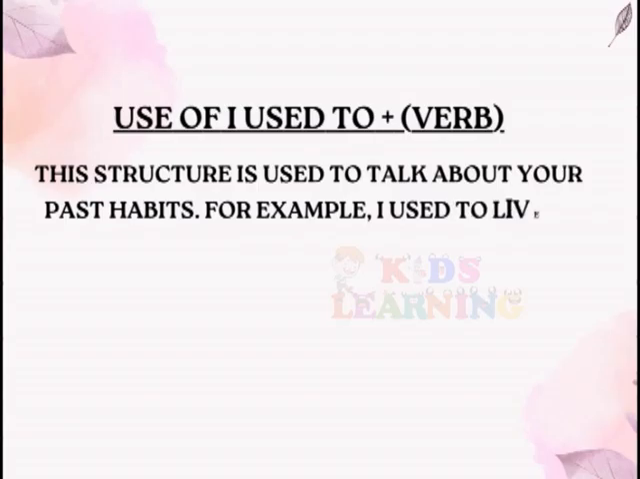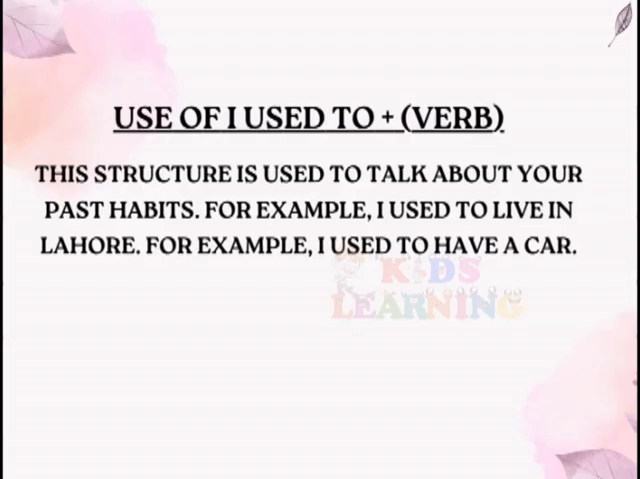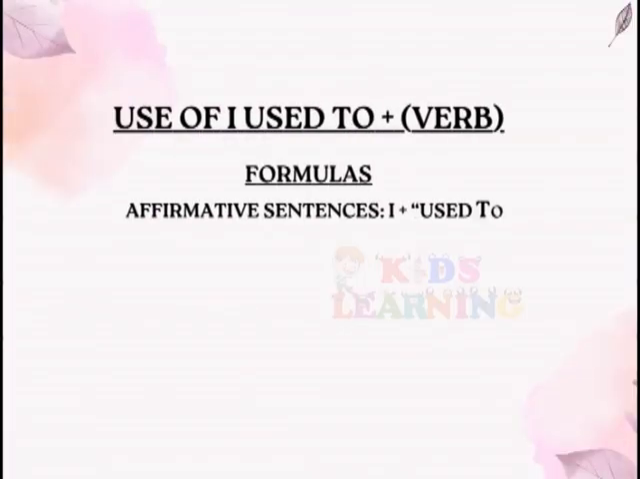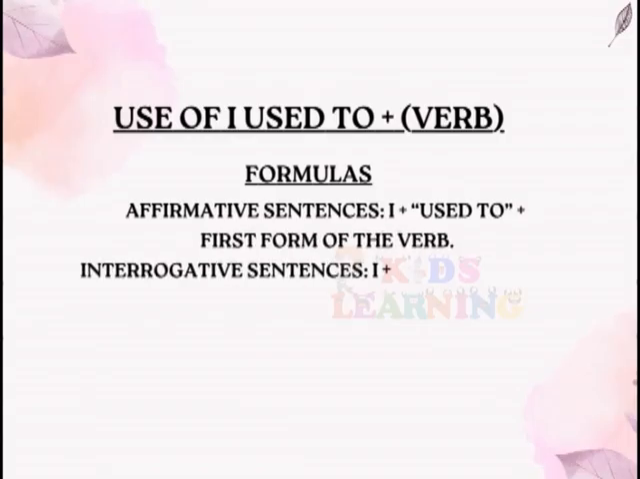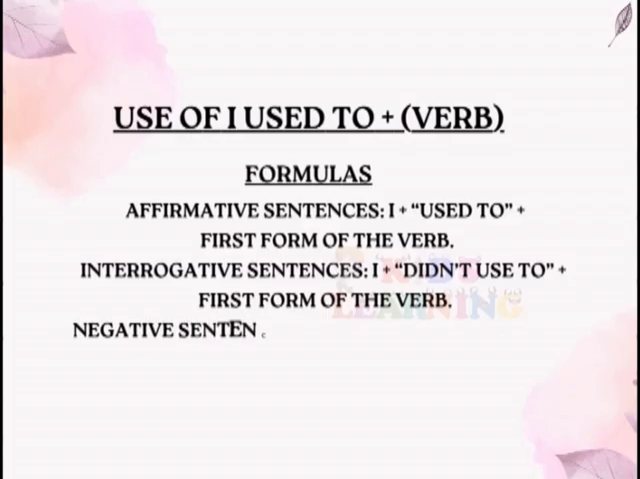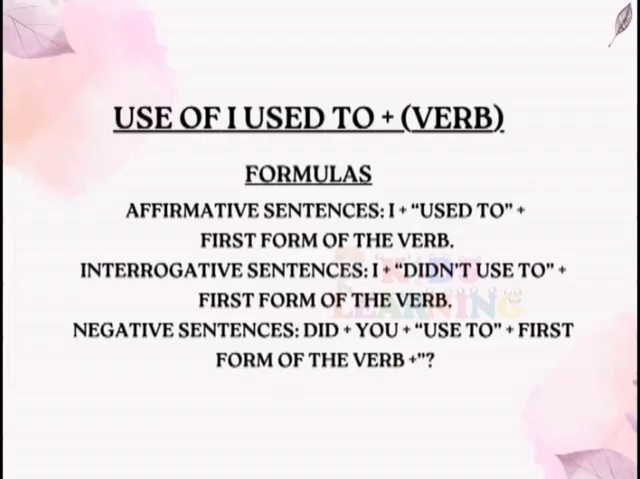Use of I used to, verb. This structure is used to talk about your past habits. For example, I used to live in Lahore. For example, I used to have a car. Formulas, affirmative sentences: I used to first form of the verb. Negative sentences: I didn't use to first form of the verb. Interrogative sentences: Did you use to first form of the verb?